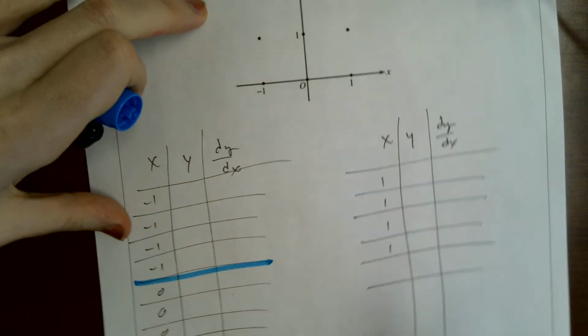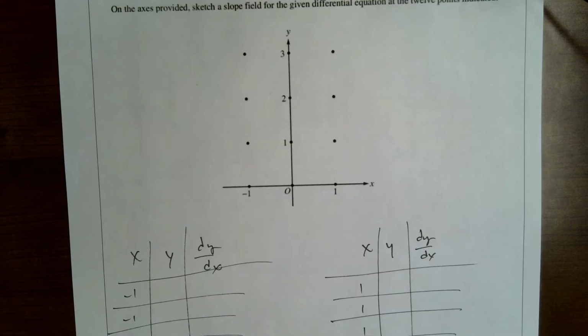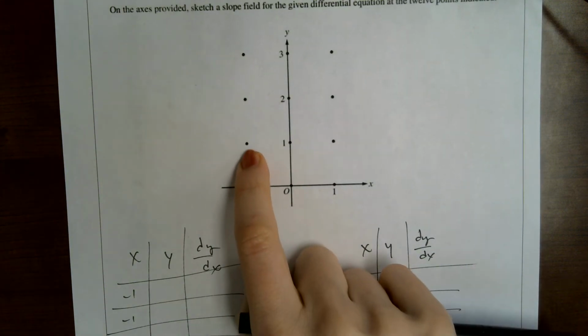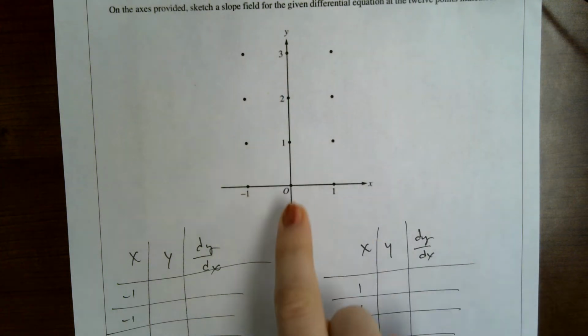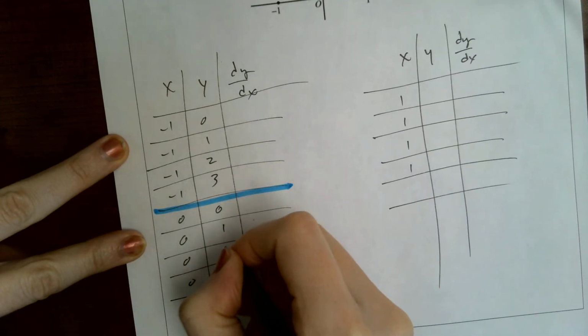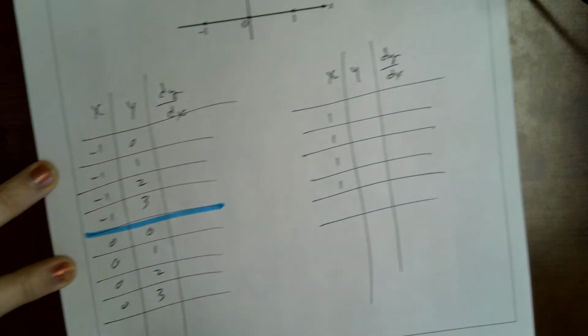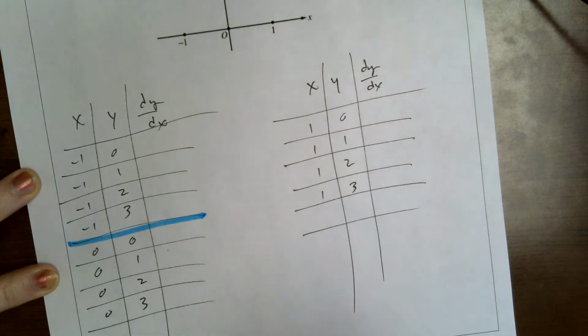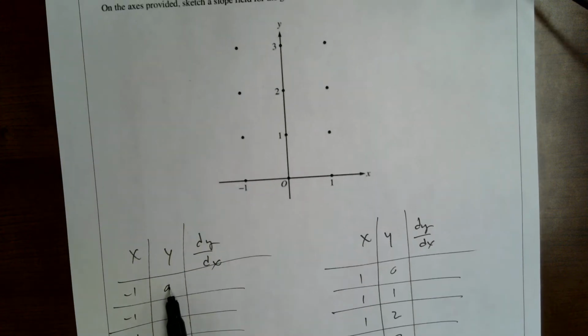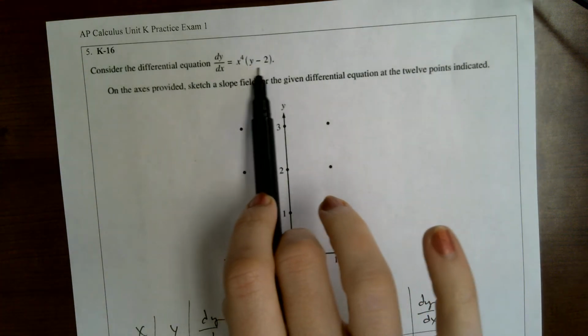Now, for these x values, -1, 0, and 1, the y values repeat. This y is 0, this y is 1, this y is 2, this y is 3, and then it keeps going. So 0, 1, 2, 3 for the y's. Okay, and now for dy/dx, I am plugging the x's and y's into here.